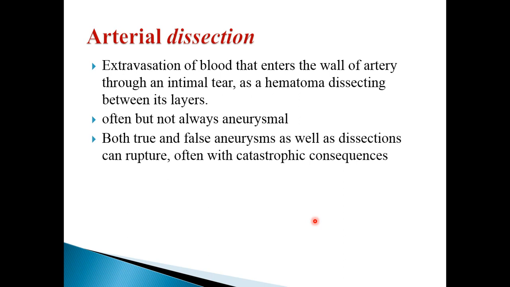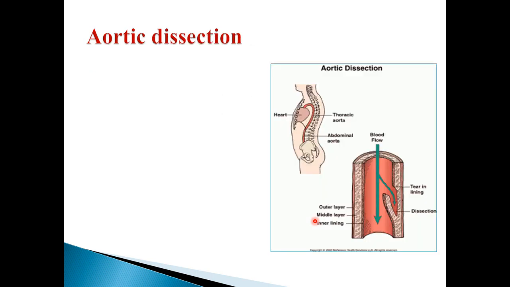Both true aneurysms and false aneurysms and dissections can rupture. So all types of those vascular lesions we are discussing today, including true aneurysms, false aneurysms, and dissections, all of them can have rupture as a major complication with its catastrophic consequences to the patients.